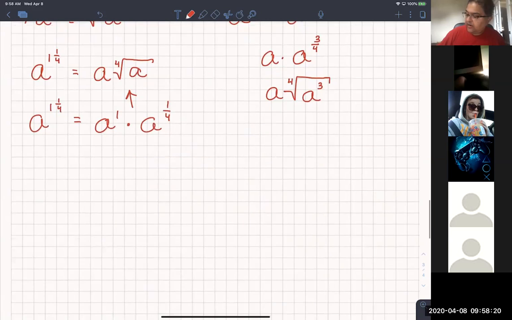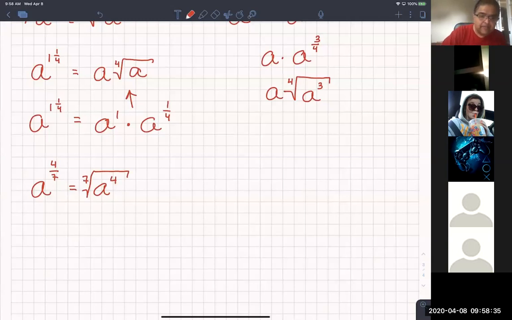If the denominator is larger, when it's just like a regular fraction, like 4/7, all you can do is just rewrite it, remembering that the denominator becomes the index and the numerator becomes the exponent. Okay.